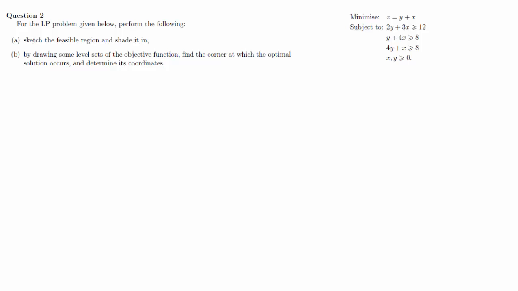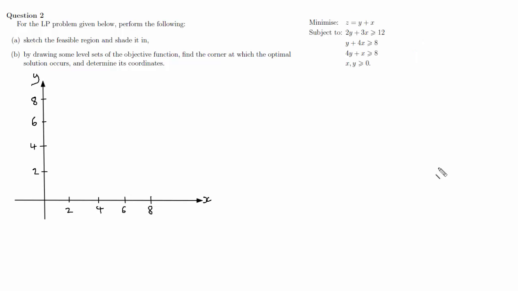This question has two parts. We will begin by sketching the feasible region and shading it in, but first we need some axes, so we'll do that. We've chosen the scale fairly carefully so that we'll be able to draw on all our constraints. Now we're going to draw these as equalities. The easiest thing to do is find where each line intercepts the x-axis and the y-axis and just draw the line through those 2 points.